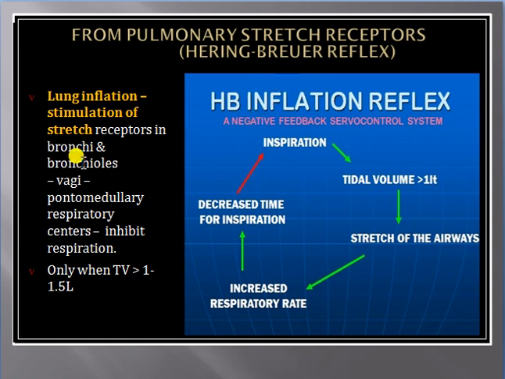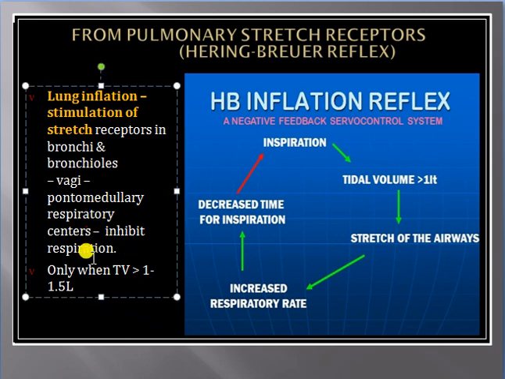See, this is stretch receptors, so how is it regulated? Lung inflation stimulates stretch receptors in the bronchi and bronchioles. The stretch receptors inhibit respiration only when the tidal volume is greater than 1 to 1.5 liters. So what is the tidal volume? The normal inspiration and expiration volume. The normal inspiration plus normal expiration volume is only 500 ml, nothing but 0.5 liter.